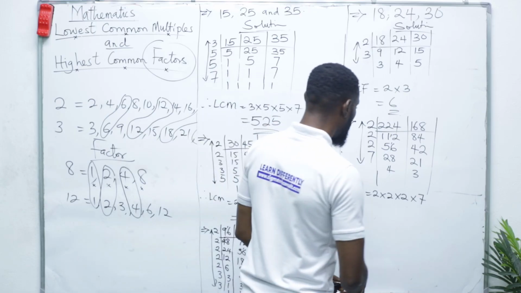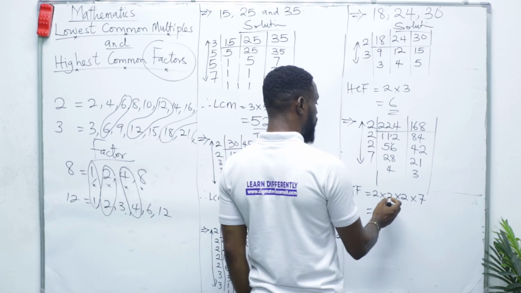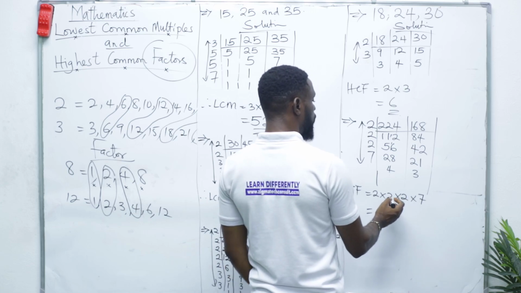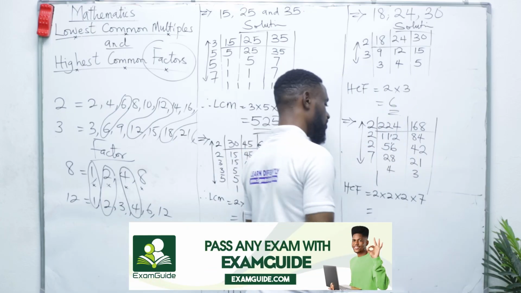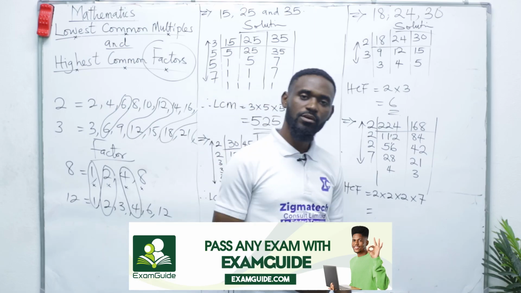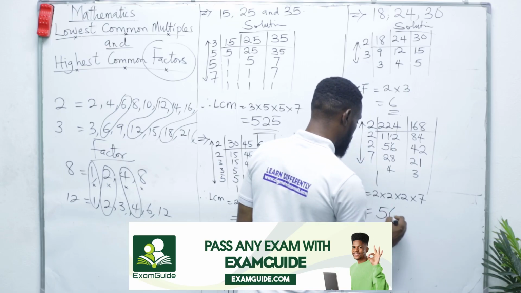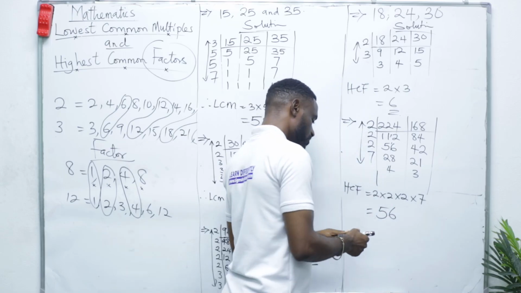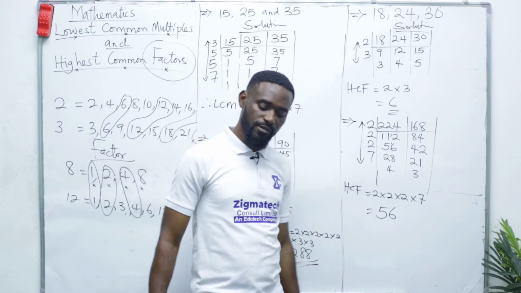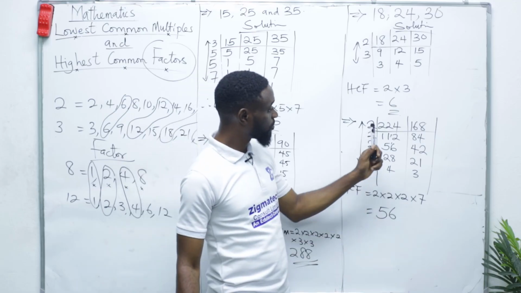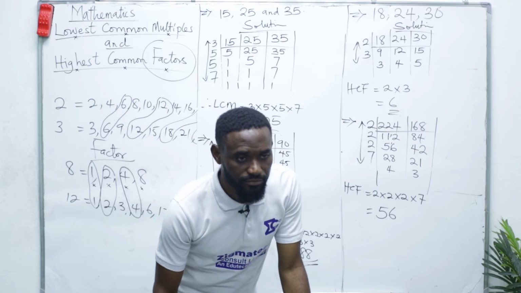Okay. So we have 2 times 2 here as 4. Now 4 times 2 as 8. Then 8 times 7, which is 56. So that is the HCF of 224 and 168, which is this.